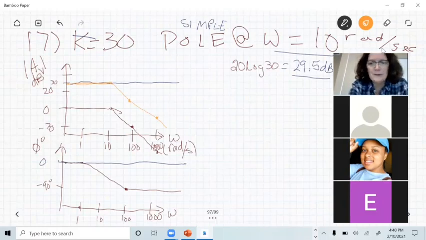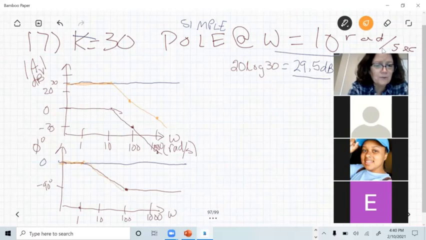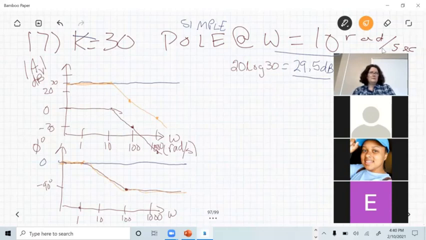I do the same thing here. This is a little bit simpler because I'm adding 0 to the brown line, and adding 0 to the brown line just becomes the brown line. So we've already done this one.